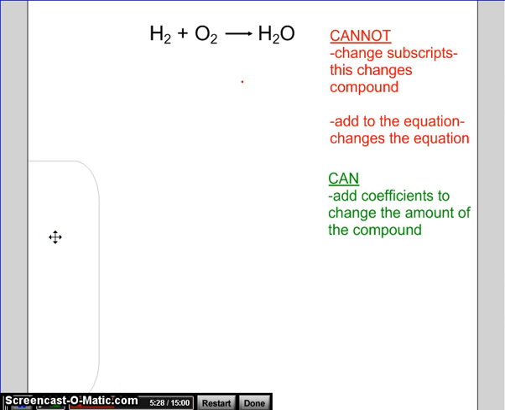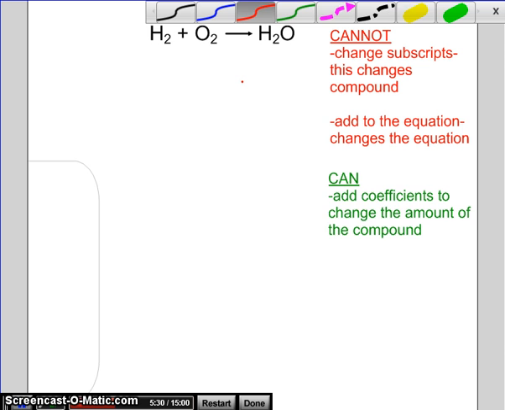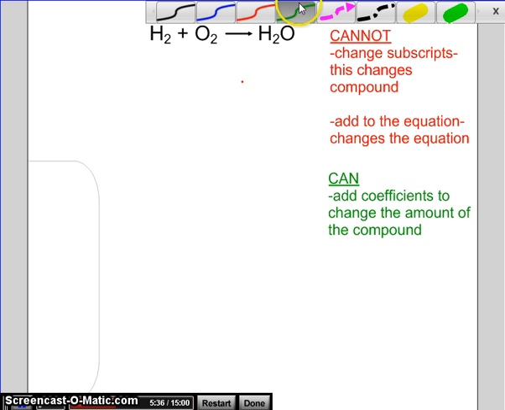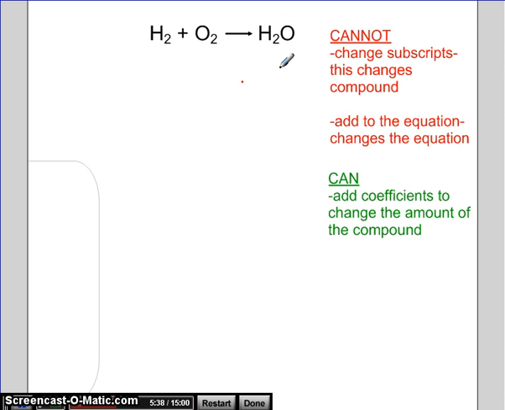Coefficients, if you remember from math, go in front of things and they act like multipliers. And what this does is it changes the amount of molecules that we have in the compound. So I'll obviously work this one out with you.